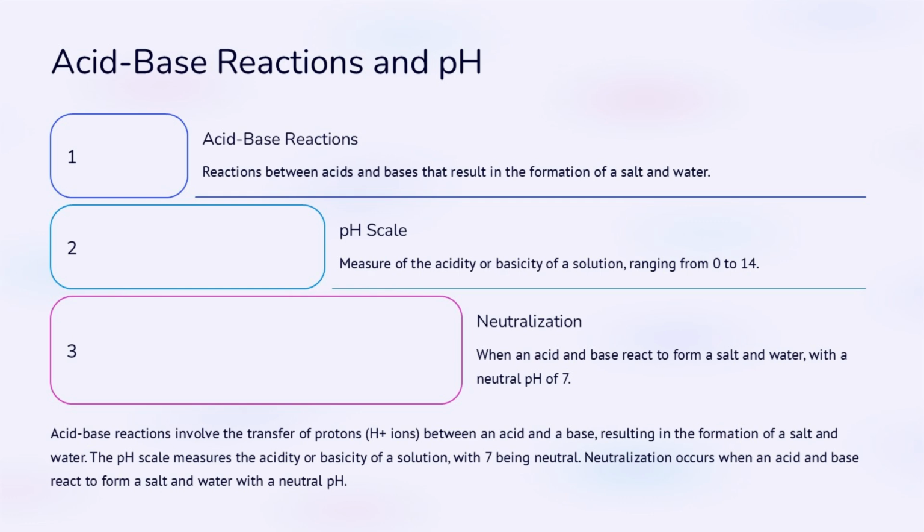Acid-base reactions involve the transfer of protons, or H+ ions, between an acid and a base. This results in the formation of a salt and water. The pH scale measures the acidity or basicity of a solution, ranging from 0 to 14. A pH of 7 is considered neutral. Neutralization occurs when an acid and base react to form a salt and water, resulting in a neutral pH of 7.